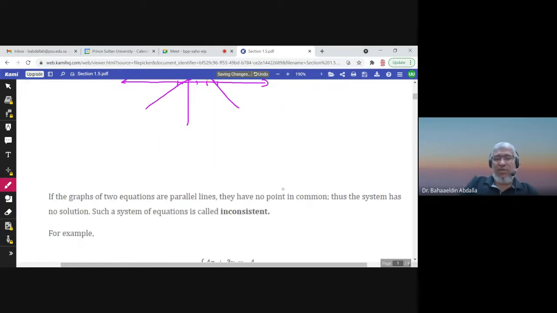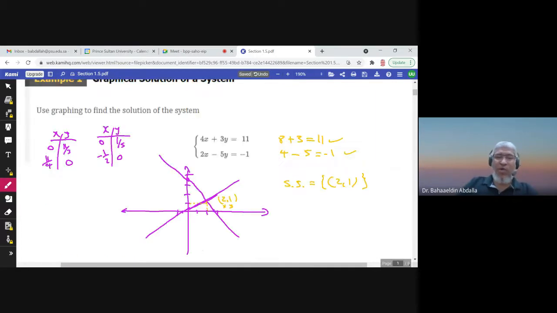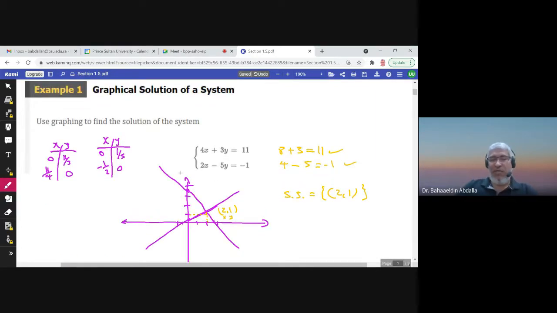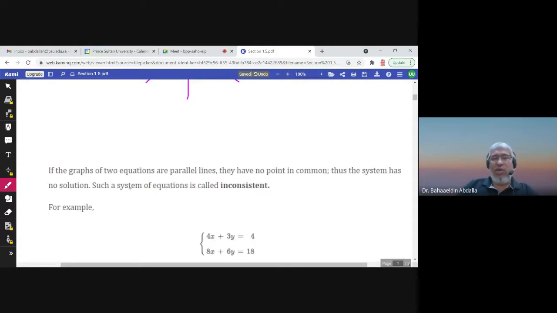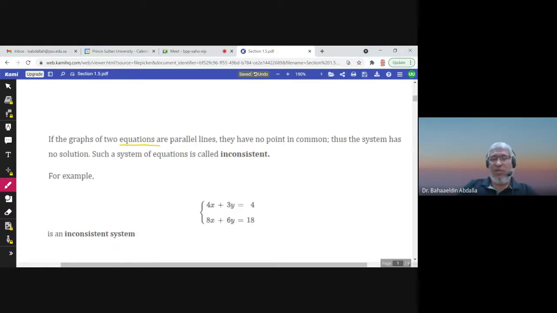But you notice that, anyway, we have seen from here that if the two lines intersect in one point, then this system has one solution, a unique solution. If the graphs of the two equations are parallel lines, so they will have no point in common, parallel lines like this, there will be no intersection points, then the system has no solution. Such a system is called inconsistent. So inconsistent systems have no solutions. The two lines are parallel.